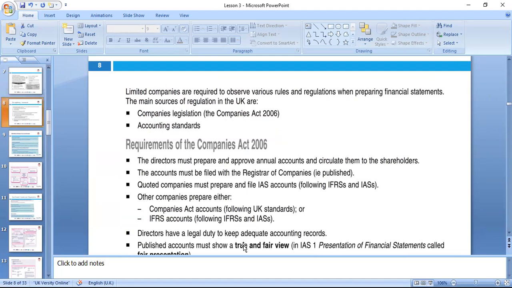Always under IAS 1, International Accounting Standard 1 is about how you should prepare and present a financial statement. The information should be true and fair. What should be true and fair? That's the key message of the financial statement. Those need to be true and fair.